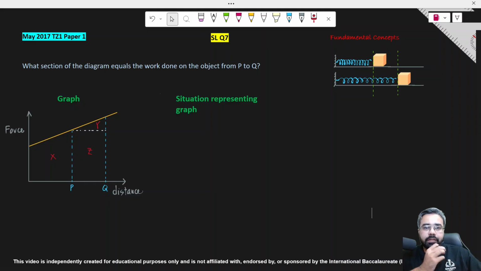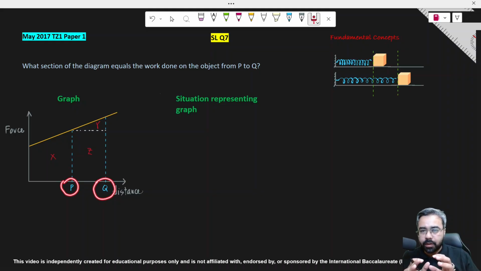Okay, this question addresses the idea of how we calculate work done, or how we determine the work done from the force-distance graph, or the force-displacement graph. Right, in this graph you see a variable force is applied on an object and it is traveling a distance, so distance is increasing. So what is the work done from P to Q?